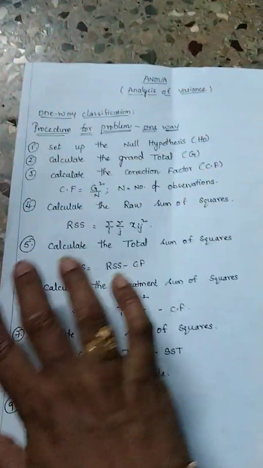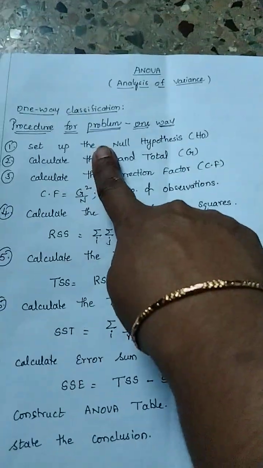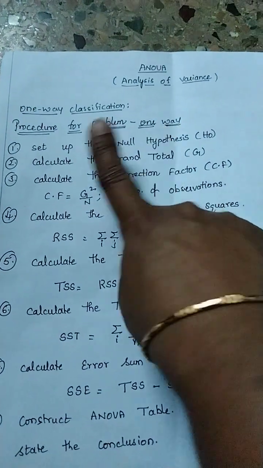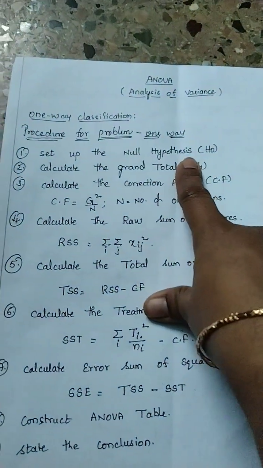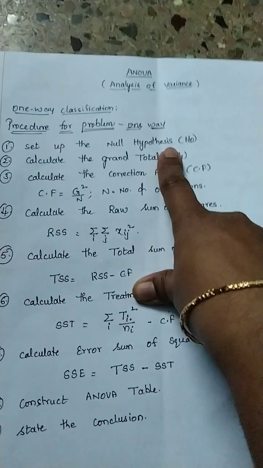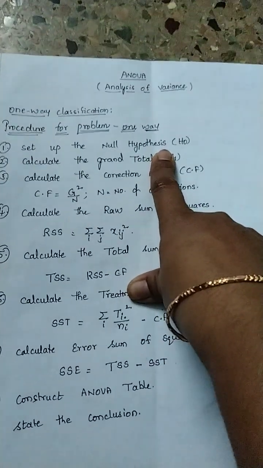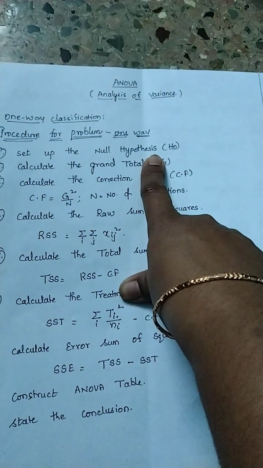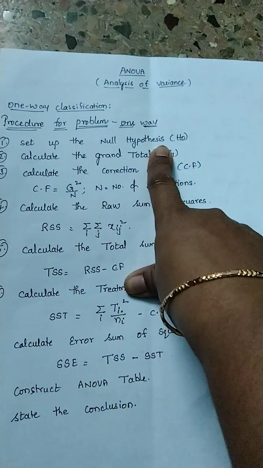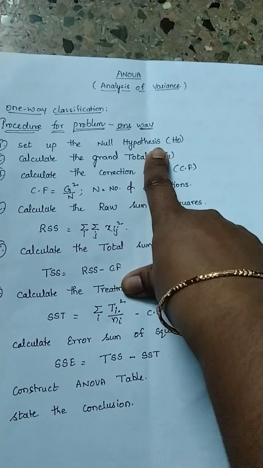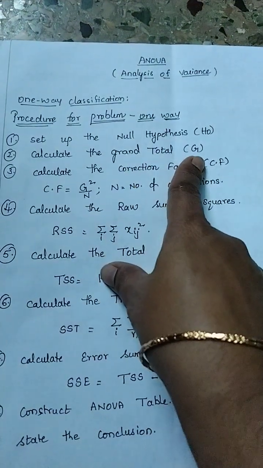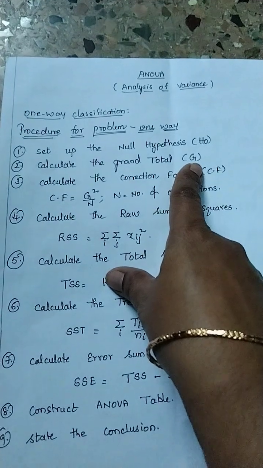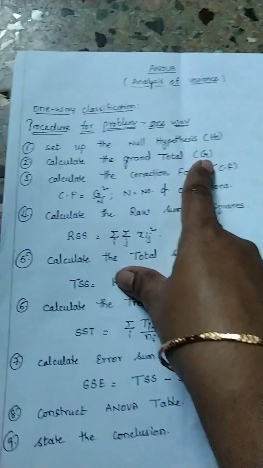Here is the procedure for a problem based on one-way classification. As of now, we already know about the null hypothesis H naught, which explains that there is no significant difference between the variables. Then calculate the grand total G. G is the grand total, which we get by adding the totals completely.